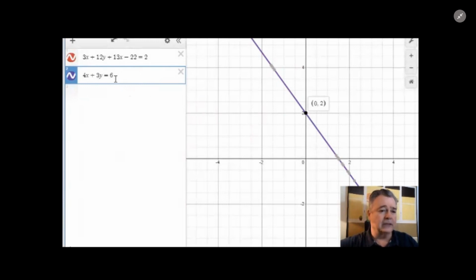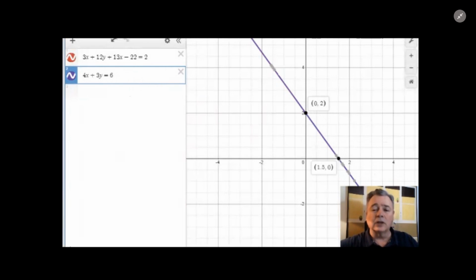Similarly, we can divide 6 by the x coefficient, which is 4. That's going to give us 6 fourths, 3 halves, which also equals 1.5. And we see here that's the x-intercept.